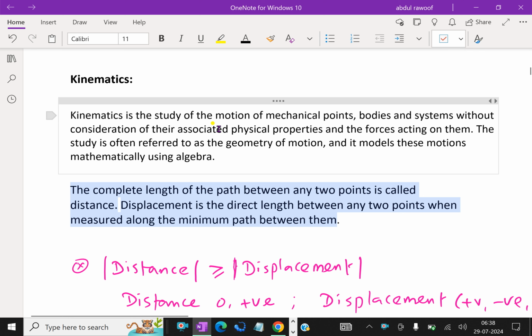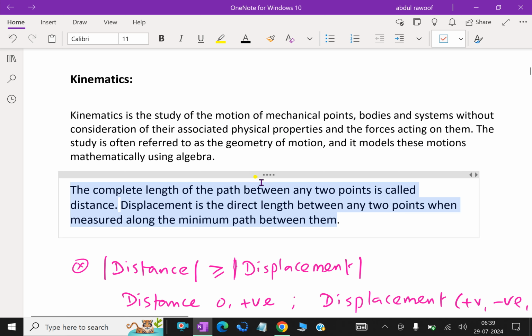Kinematics is the study of the motion of mechanical points, bodies, and systems without consideration of their associated physical properties and the forces acting on them. That means you have to consider the study without mass. The study is often referred to as the geometry of motion, and it models these motions mathematically using algebra.